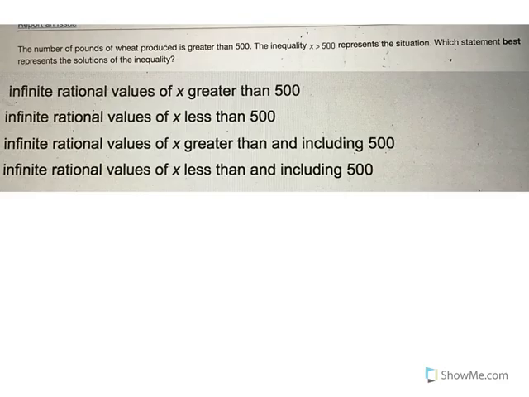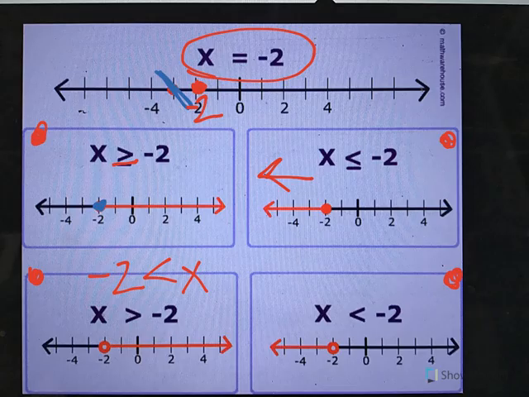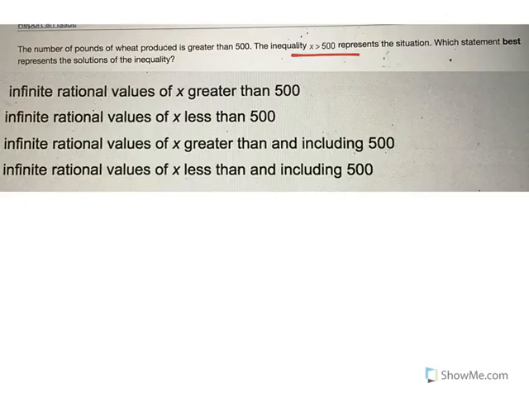Let's look at a couple problems. The number of pounds of wheat produced is greater than 500. The inequality x greater than 500 represents the situation. Which statement best represents the solution to the inequality? So first, let's graph it. Again, we showed how to graph it on this. So we're going to do x is greater than 500.